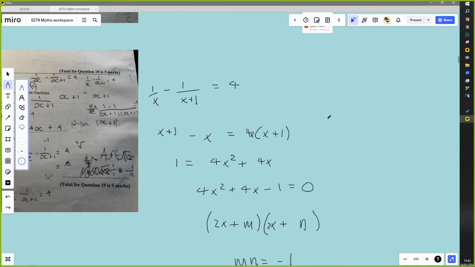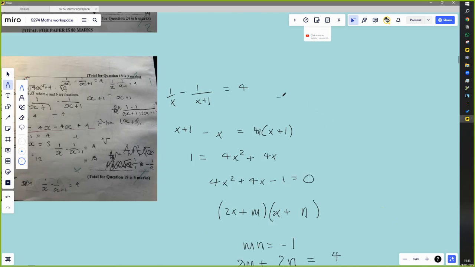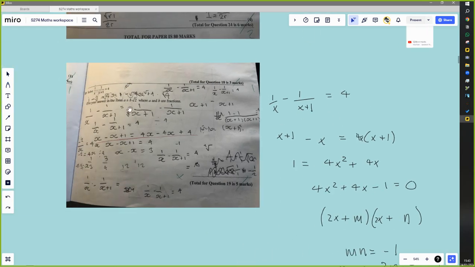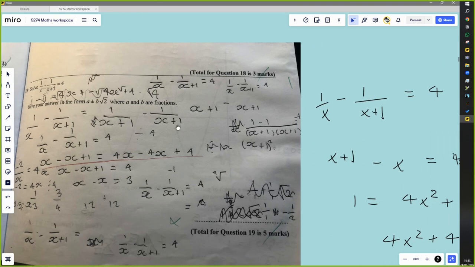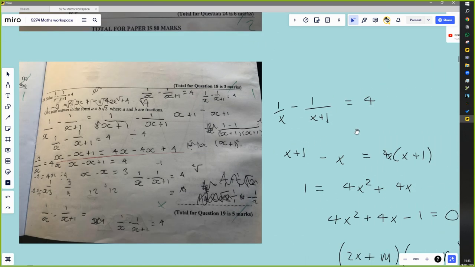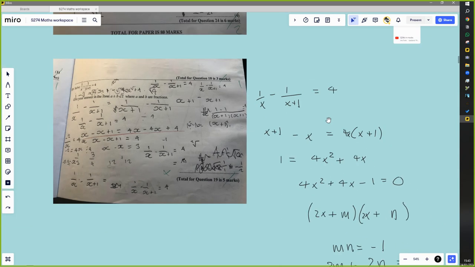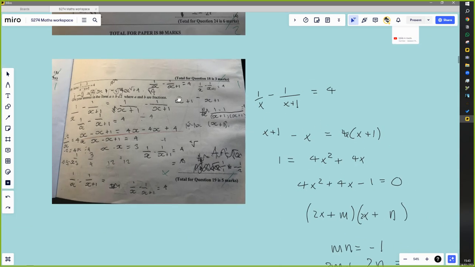Okay, so we're trying to find what x is when we have this equation here: 1 over x minus 1 over x plus 1 is equal to 4. So I've written that here. We're just trying to solve it, just trying to find what x is.